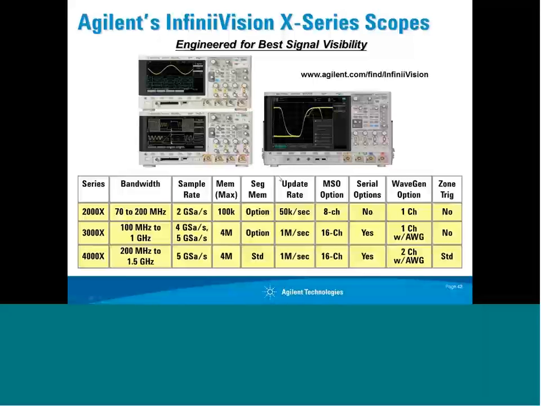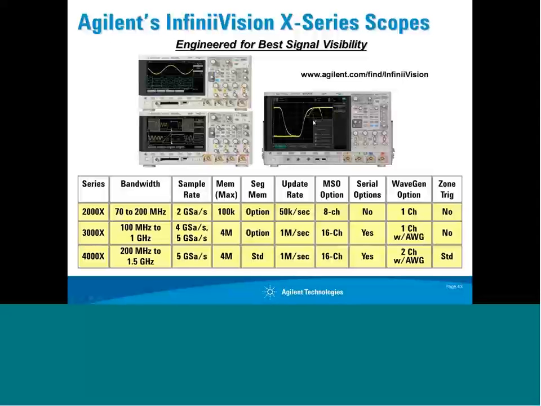I'm not going to spend a lot of time trying to sell you on our specific scopes, but this gives you an overview of the three families of scopes that we have within the InfiniiVision X series. Scopes in this series range from 70 megahertz bandwidth up to 1 gigahertz bandwidth. All of the screenshots that I showed today were from the 4000X series, which is a new series we just introduced in November. Out of these three, the 2000, 3000, and 4000, the 4000 is the only one that has the InfiniiScan Zone Triggering capability.